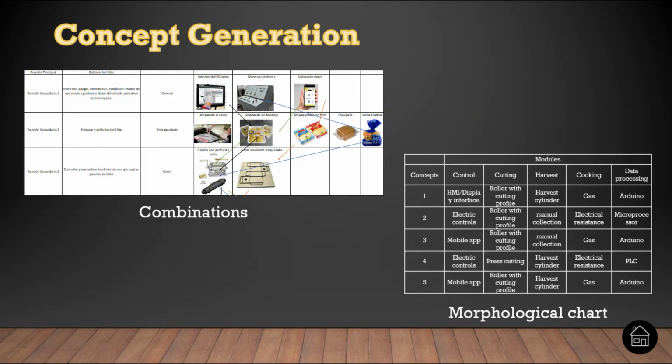For the concept generation, the morphological matrix was implemented based on the quality characteristics obtained through the voice of the customer, and 5 modules were the result. The first module is control. After that, we have the cutting system, then the collection and packaging module. The next one is the cooking or pre-cooking subsystem, and finally, the processing data module. As a result of this step, we got 5 concepts to satisfy the needs of the client.